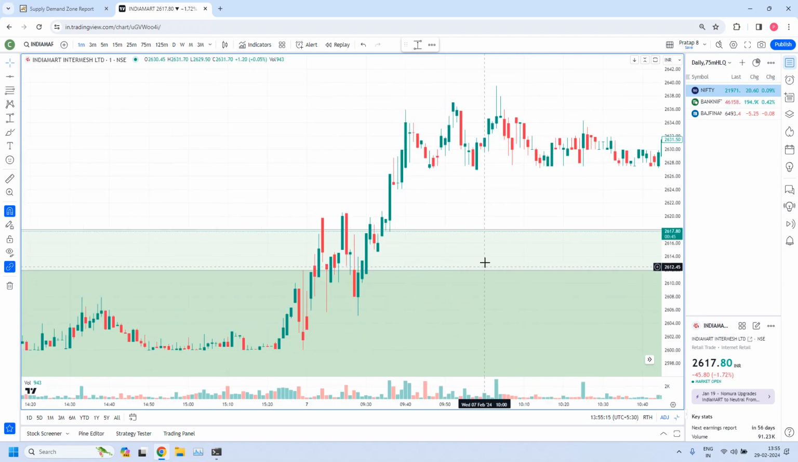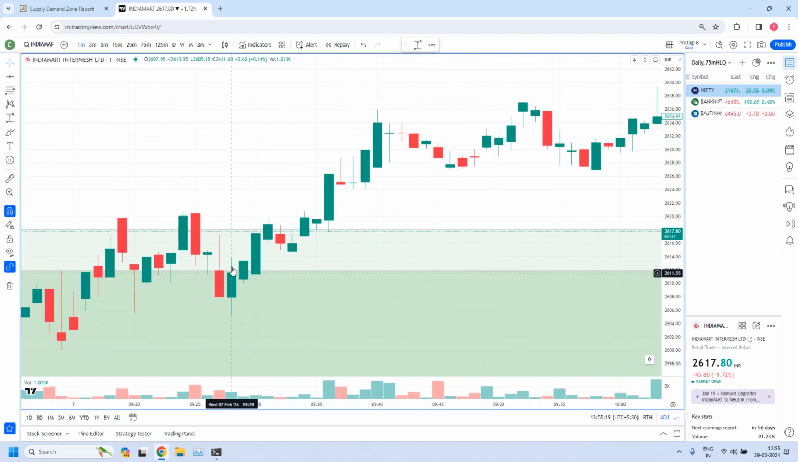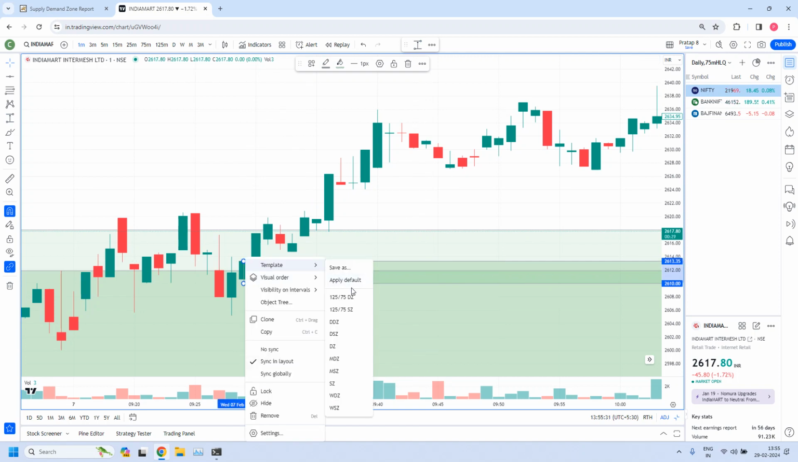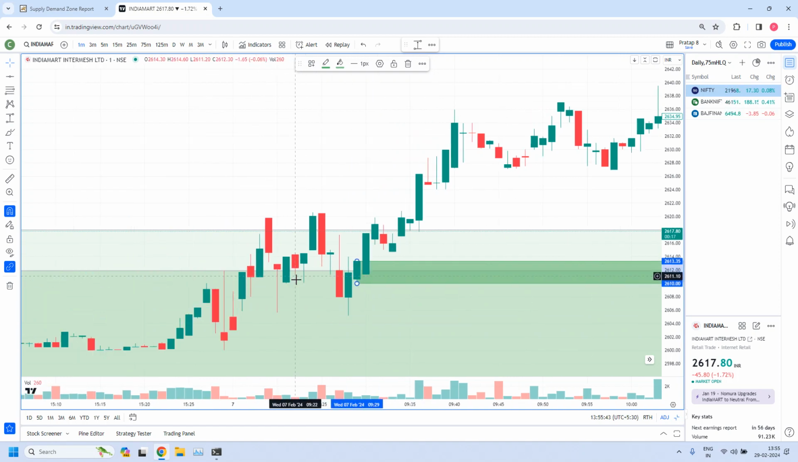Look into this 1 minute data. What is it you are seeing in the 1 minute? We have a leg-in candle, we have a tiny base candle, and we have a rally candle. This is a small candle considered as a base. This is a 1 minute demand zone. We bypassed 15 minutes, we bypassed 5 minutes, and directly we went to 1 minute to find the reason why it is working.